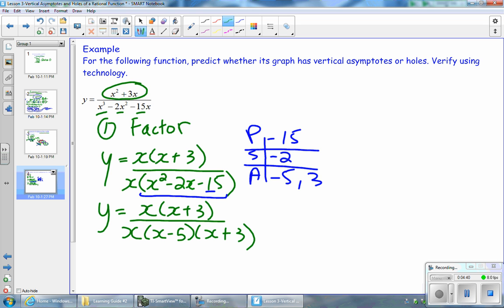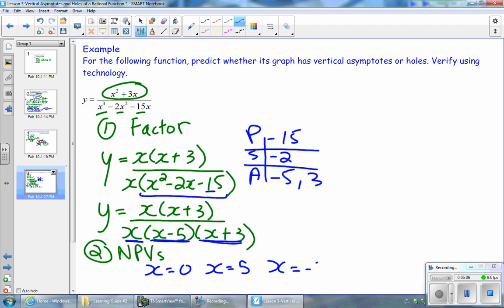The second step is to actually identify what the NPVs are. So taking a look at my denominator here, we have 1, 2, 3 factors, hence we have 3 NPVs. And these NPVs are x is equal to 0, which comes from the first factor, and x is equal to 5, which comes from the second factor. And finally, the last factor gives me an NPV at -3. So those are my 3 NPVs.